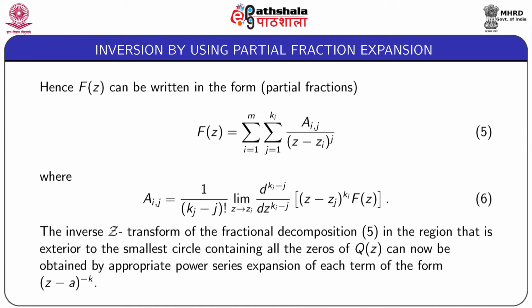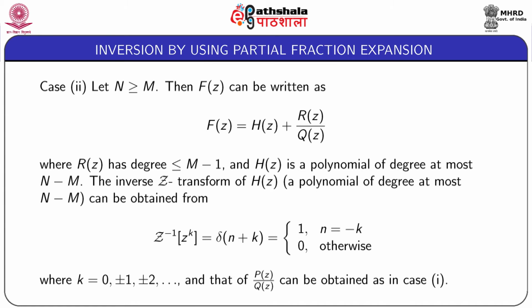Hence, we can write capital Fz as a partial fraction in the form Fz equal to summation i equal to 1 to m, summation j equal to 1 to ki, aij by z minus zi to the power j, where aij equal to 1 by (ki minus j) factorial, limit z tends to zi, d to the power ki minus j by dz to the power ki minus j of (z minus zi) to the power ki times Fz, as given by equation 6. The inverse Z transform of the fractional decomposition 5, in the region exterior to the smallest circle containing all zeros of Qz, can now be obtained by appropriate power series expansion of each term of the form z minus a to the power minus k.